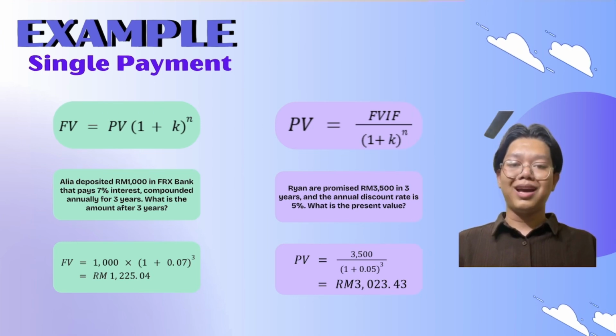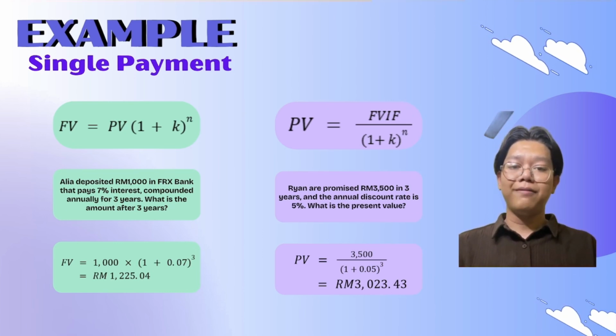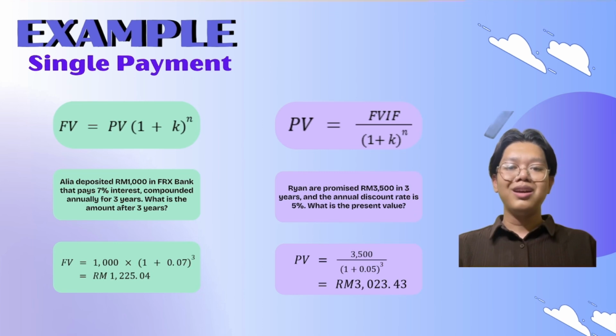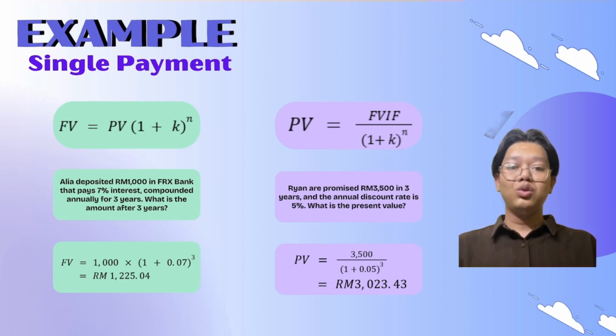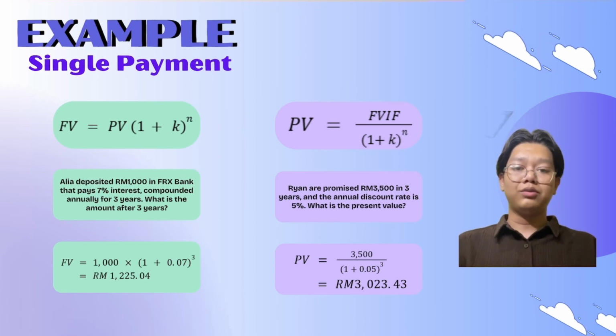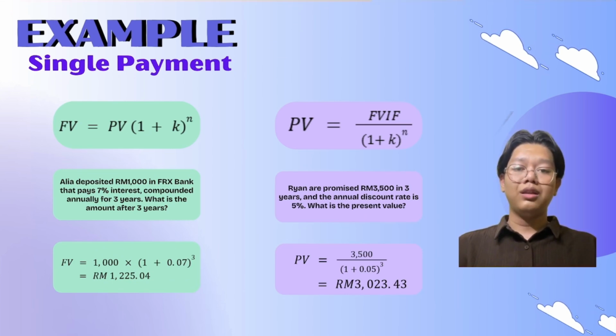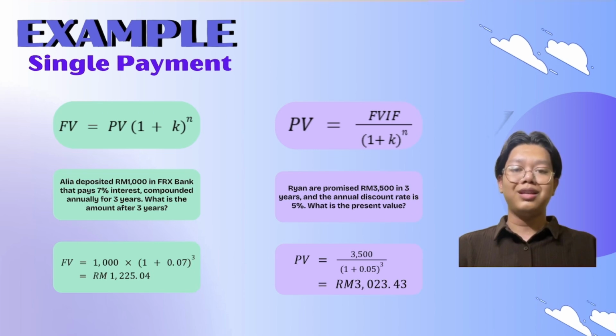The first one is Alia deposited 1,000 ringgit in FRX Bank that pays 7% interest compounded annually for 3 years. What is the amount after 3 years? By using this formula, the answer will be 1,225 ringgit and 4 cents. Another example is Ryan is promised 3,500 ringgit in 3 years and the annual discount rate is 5%. What is the present value? The answer will be 3,023 ringgit 43 cents. These examples show how we apply the concept of future value and present value.